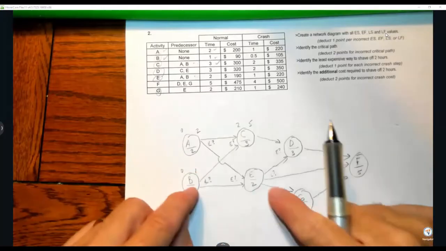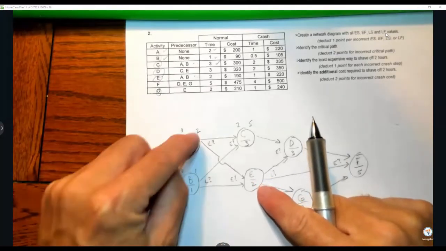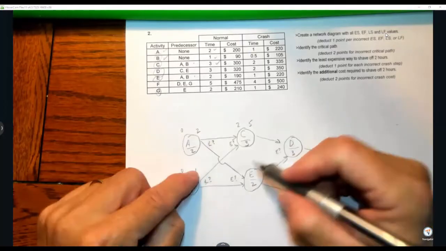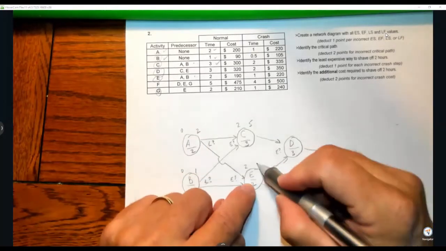We go down here. Guess what? We have 1 here and we have 2 here. It's going to be the same thing. We're going to choose the 1 here and 2 here. We're going to do 2 plus 2 is 4.